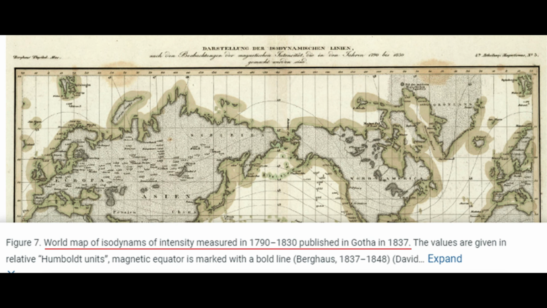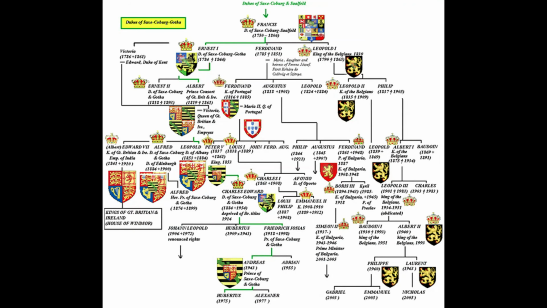In this chart of Humboldt's of the Earth's magnetic field, there are 2 points of information I would like to bring forward in what I have underlined in red at the bottom. The first is that this is a world map of isodynams measured between 1790 and 1830. The definition of isodynam, or isodynamic, is connecting points on the Earth's surface that have the same magnetic intensity. The other point that I want to bring forward is that it was published in Gotha in 1837.